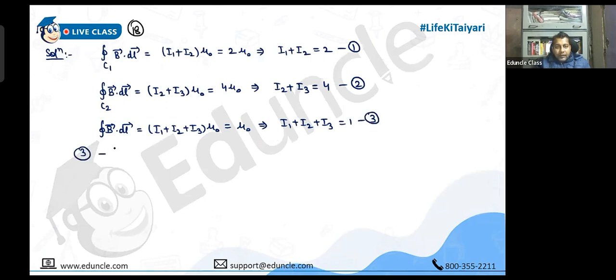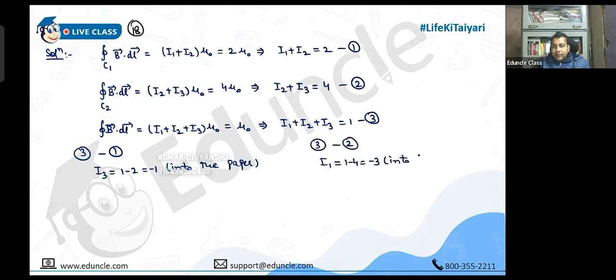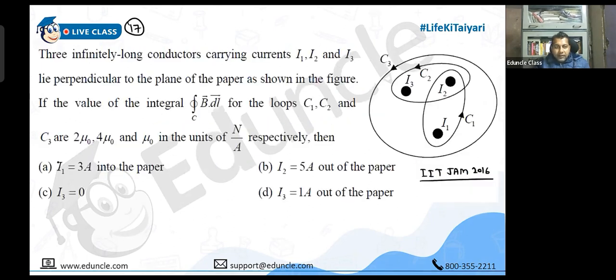So 3 minus 1 will give me I3. Minus 1 means into the paper. Negative means in. 3 minus 2 will give me I1. Minus 3 into the paper. I1 is 3 ampere into the paper. I3 is 1 ampere into the paper.